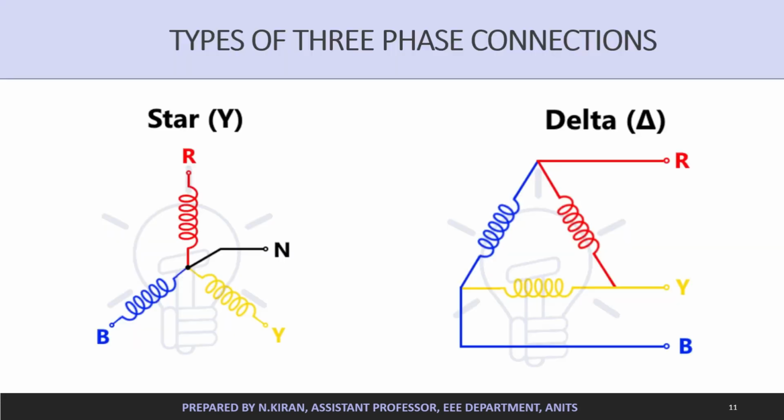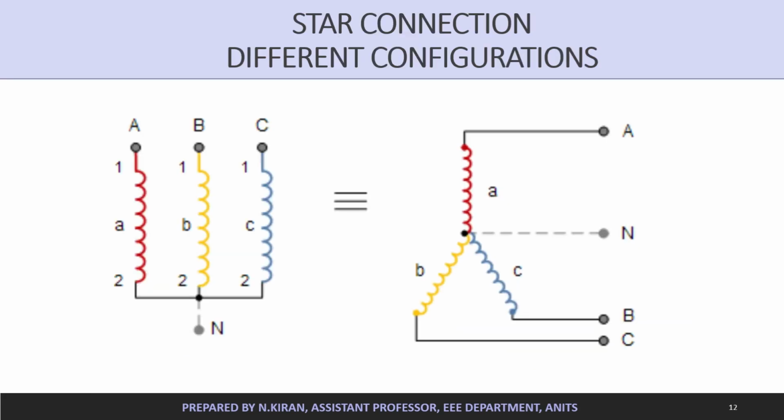The various types of three phase connections, as you know, are the star connection as well as the delta connection. So these are the various configurations of how we can connect a star connection. The similar terminals of one end of each winding are generally connected to a common point, which we call neutral, and the other three ends are generally connected to the external circuit.